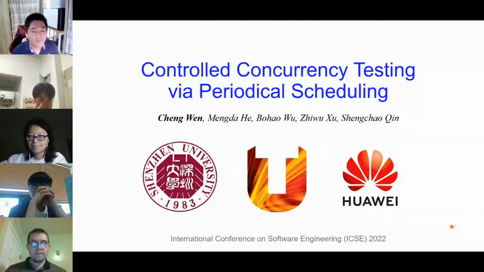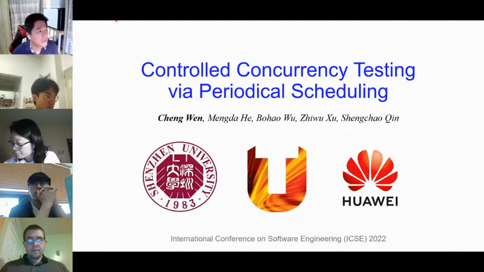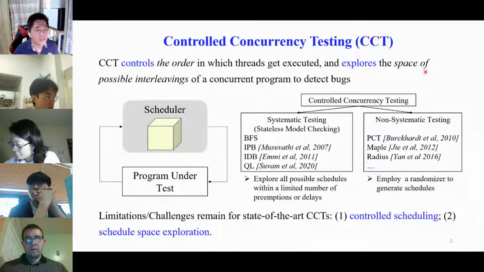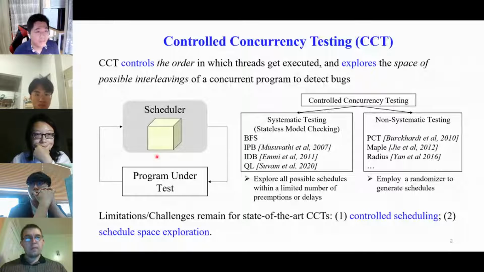Hi everyone, my name is Chen Wen. I'm going to talk about controlled concurrency testing via periodical scheduling. Controlled concurrency testing is a technique for testing concurrent programs. It controls the order in which threads get executed and explores the space of possible interleavings to detect bugs.